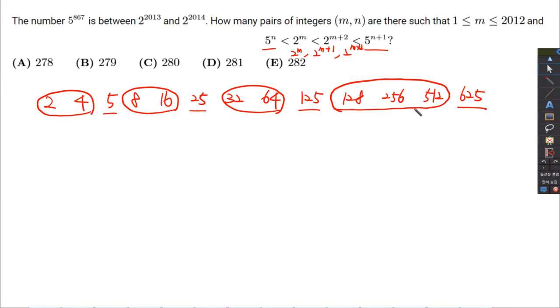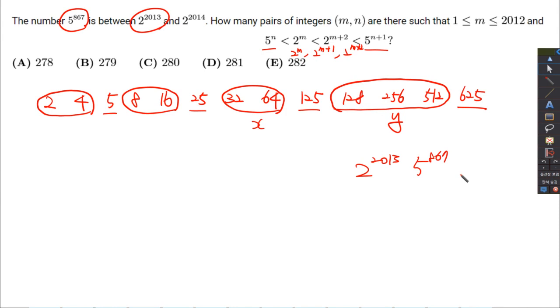So let's say the number of intervals is y, and the number of intervals which contain just two powers of 2 is x. And then the last number we're going to look at is this 5 to the power of 867, and this 2 to the power of 2013, like this.